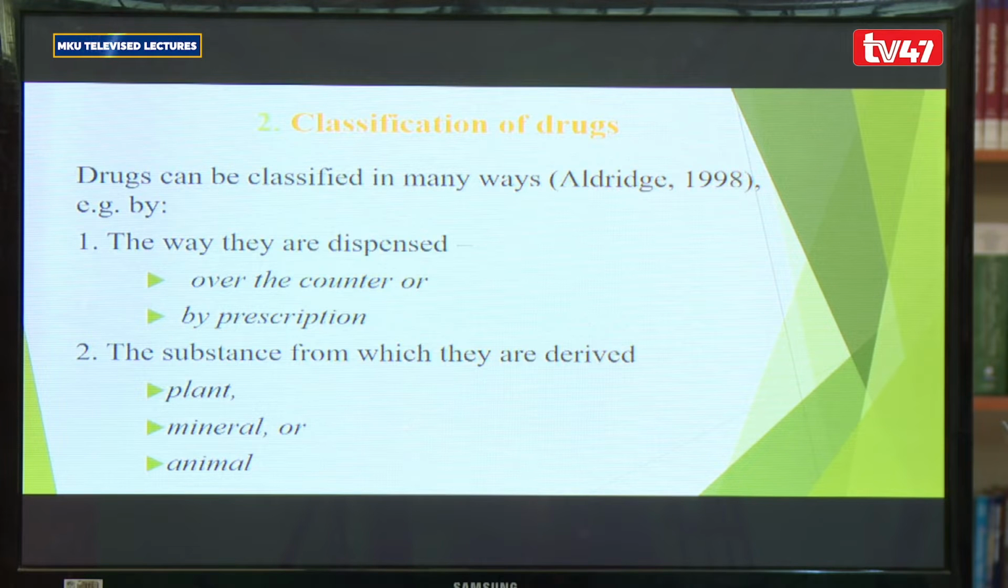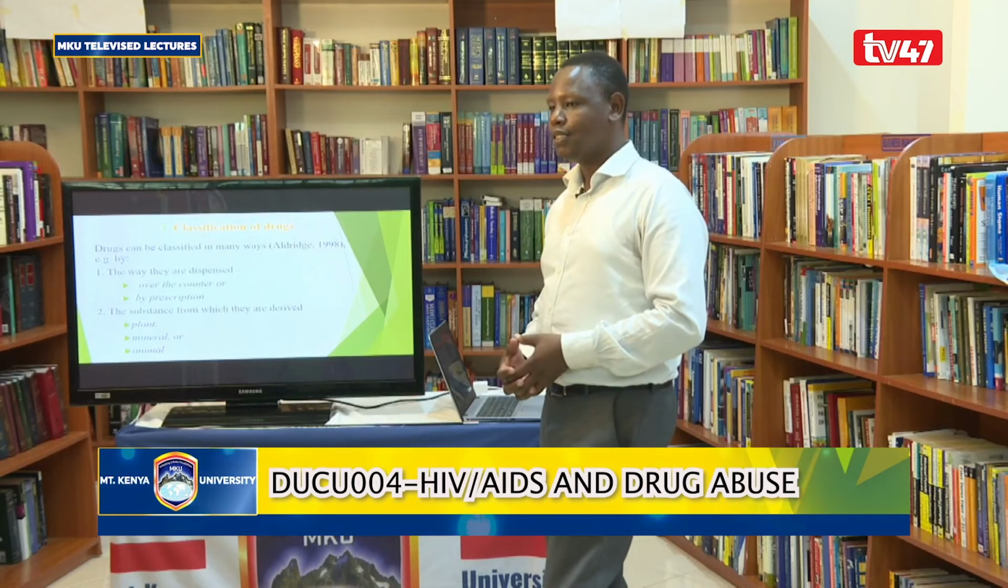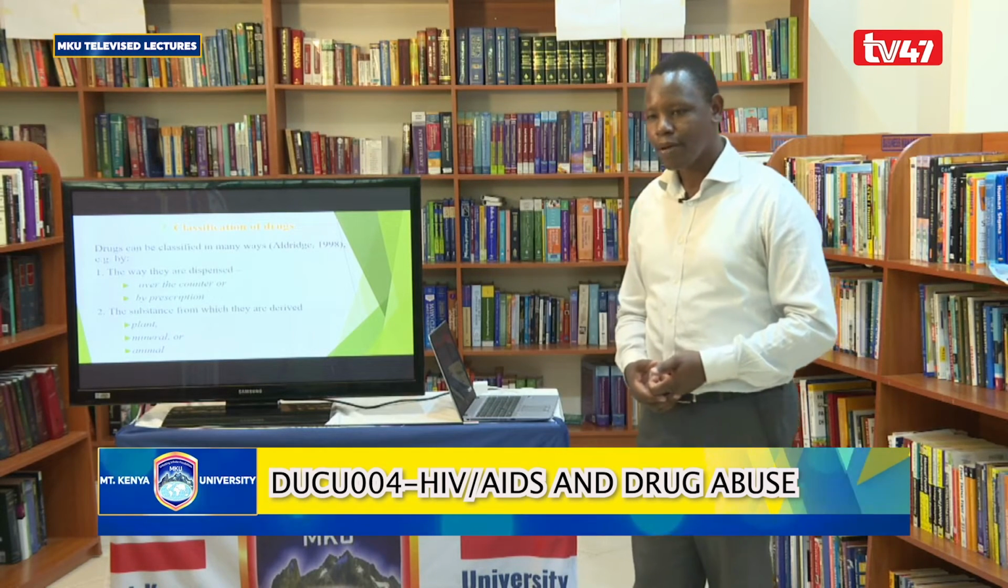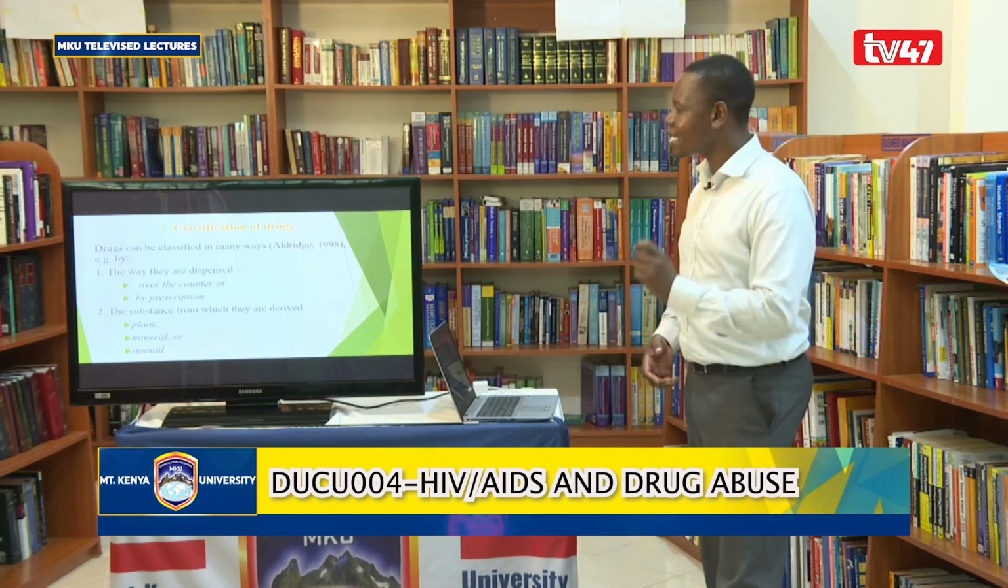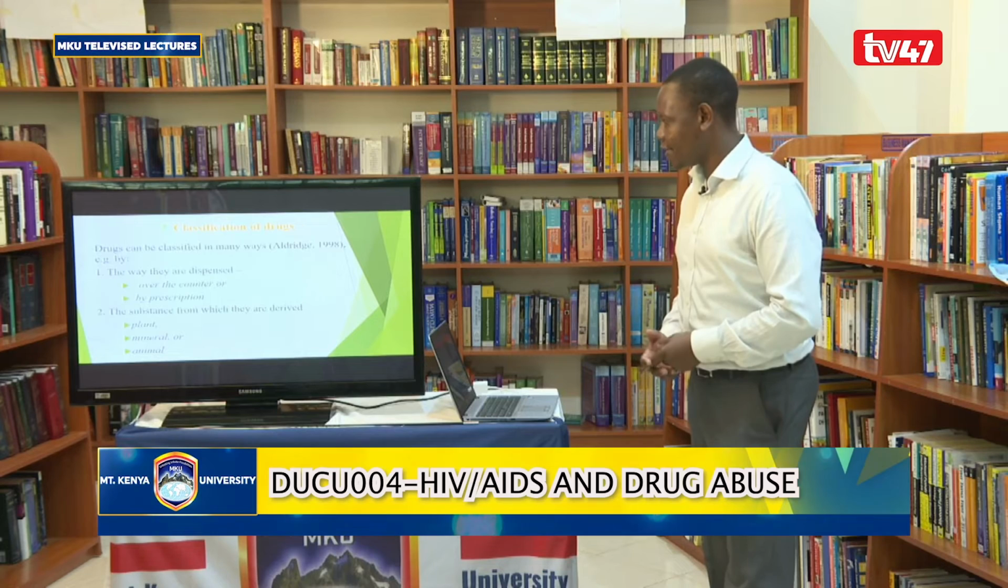In the classification of drugs, we can classify drugs in many ways. You can classify a drug in the way they are dispensed, how the drugs can be dispensed. So either over the counter or by prescription. If it is over the counter, you can go to the chemist today and buy the drugs. But if it is by prescription, it must be prescribed by a qualified doctor.